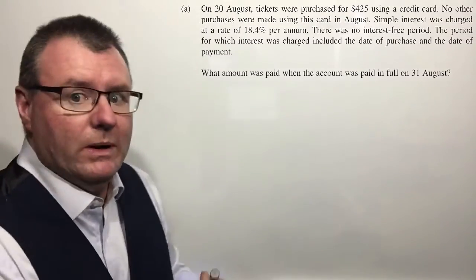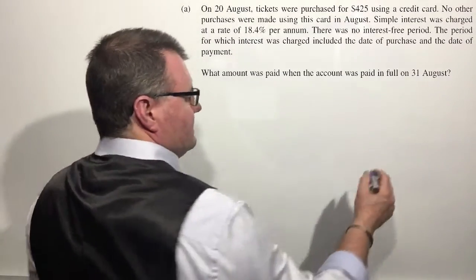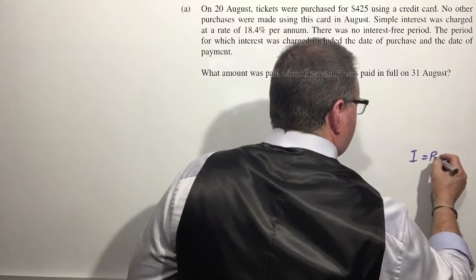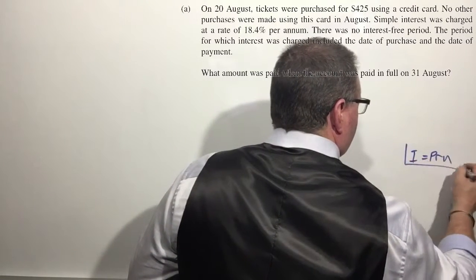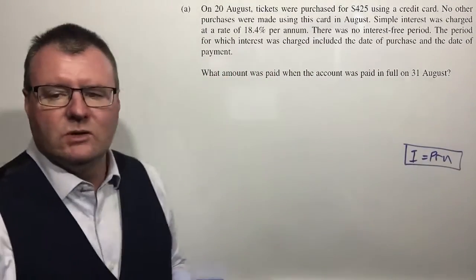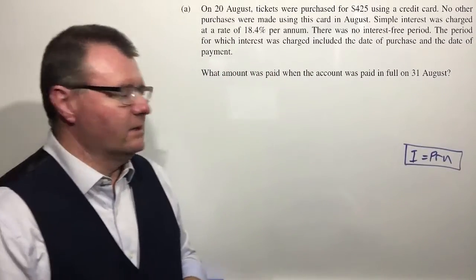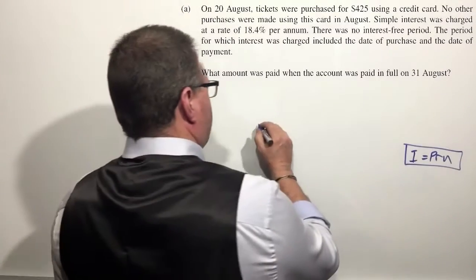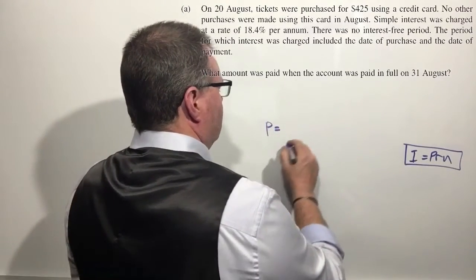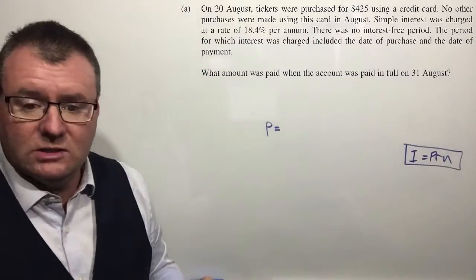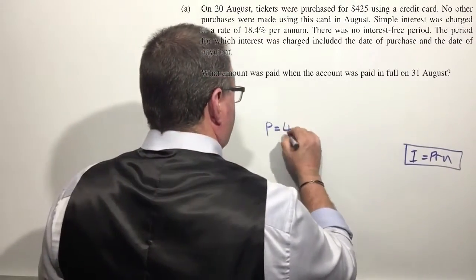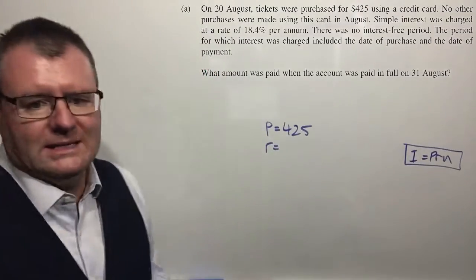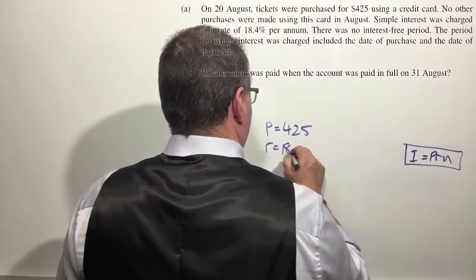All right, let's have a look at what we know. We know it's simple interest, so we'll be using our simple interest formula. Interest equals principal times the rate times the number of time periods. What do we know in that though? We know the principal was the initial purchase amount, in this case $425. We know that the interest rate is 18.4%.